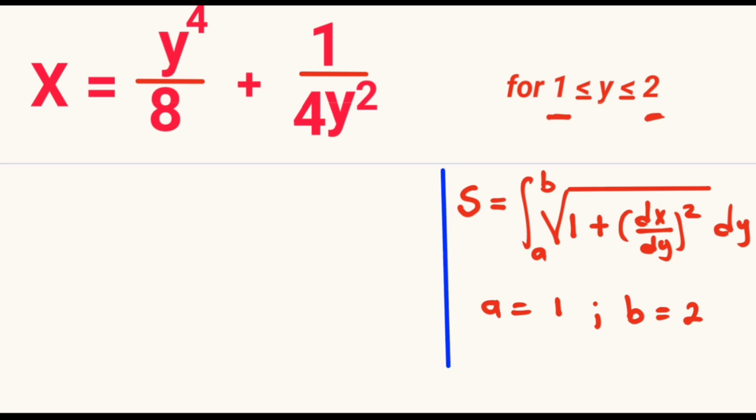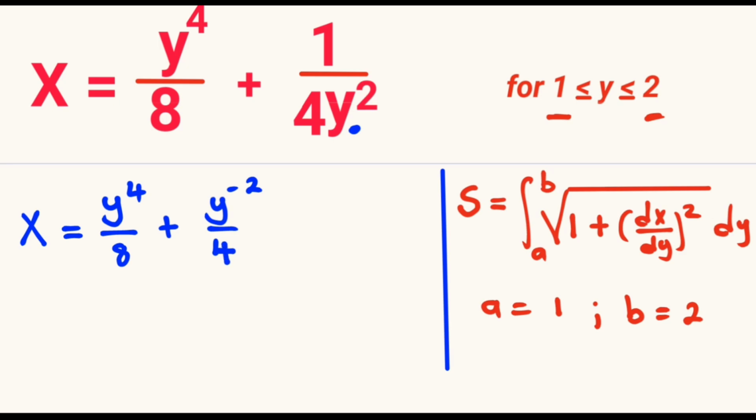We have to differentiate the x, but before we do that, we express it as x is equal to y to the power 4 divided by 8 plus, we take that y squared from the denominator to the numerator, and the exponent is going to change sign to negative 2, and this is divided by 4. And now we can determine the derivative of x with respect to y.